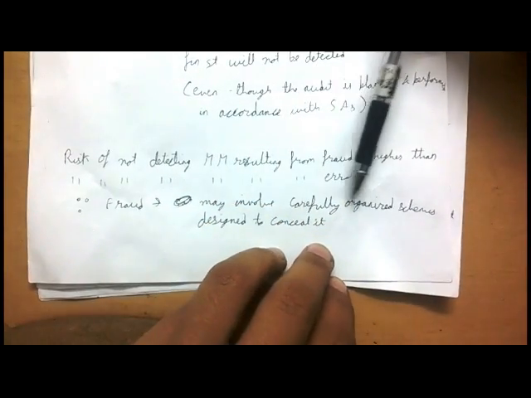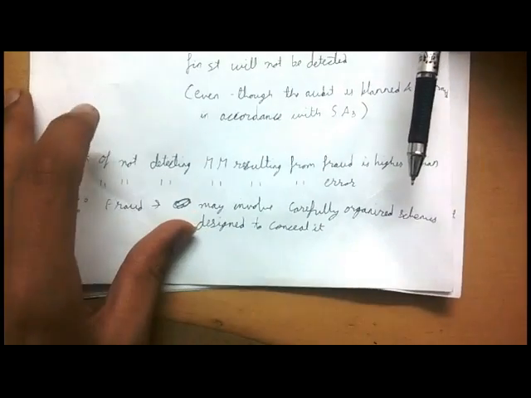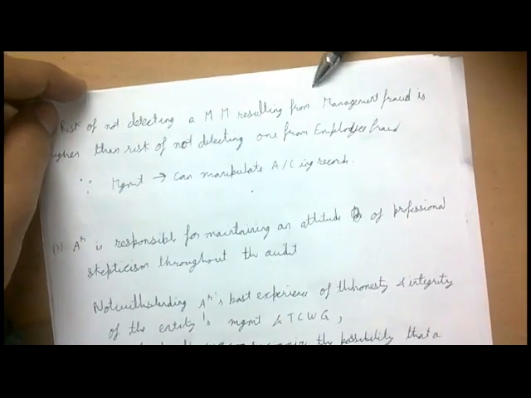Because fraud may involve carefully organized schemes which are designed to conceal it. You've taken some steps to conceal it. And in a similar manner, we have another case: the risk of not detecting a material misstatement resulting from management fraud is more than the risk of not detecting one from employee fraud. Over here, management is committing fraud. Over here, an employee is committing fraud.